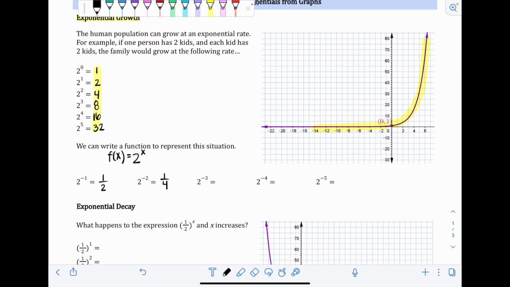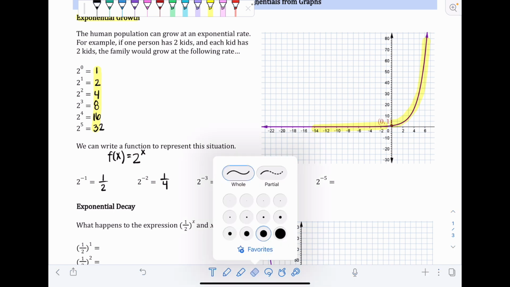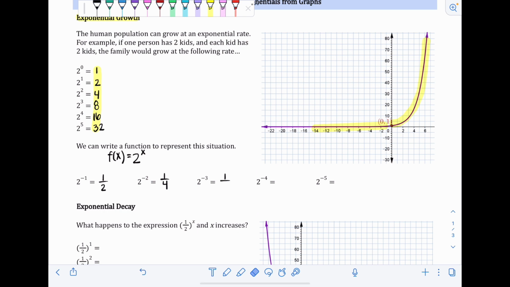And then 2 to the third power would become 1 over 2 to the third, but 2 to the third was 8. So I'm just going to swap that out for an 8, so 1/8. And then if we just continue that pattern, we don't need to continue to write 1 over 2 to the fourth. It'd be 1 over 16, since 2 to the fourth was 16. And then 1 over 32, since 2 to the fifth was 32.